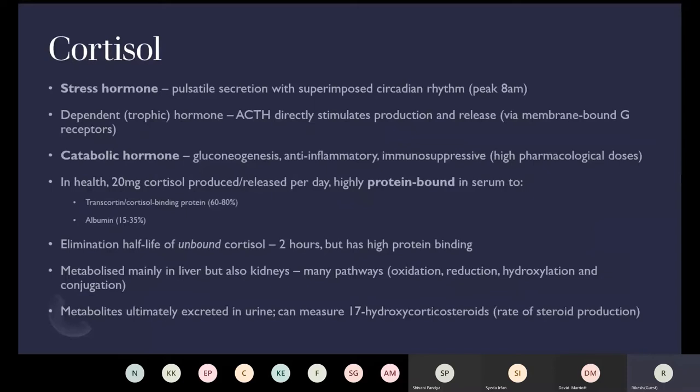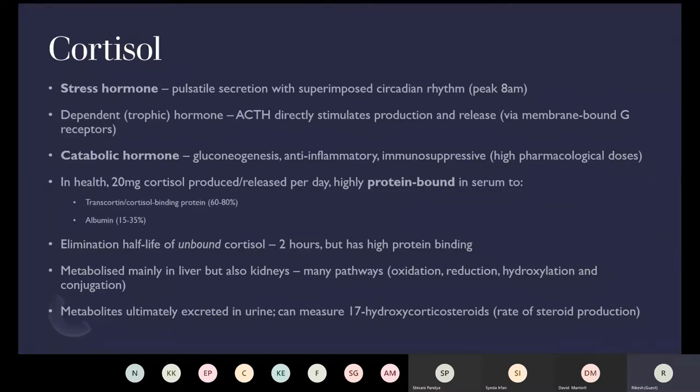So cortisol, it's a stress hormone, and it has a pulsatile secretion with superimposed circadian rhythm. And you get this peak, I didn't put the graph in, but you get this peak at 8 a.m. with a normal sleep-wake cycle. It's ACTH dependent, which I'm not going to go into too much detail because it probably is covered in the next lecture, but ACTH directly stimulates the production of this via membrane-bound G protein coupled receptors.